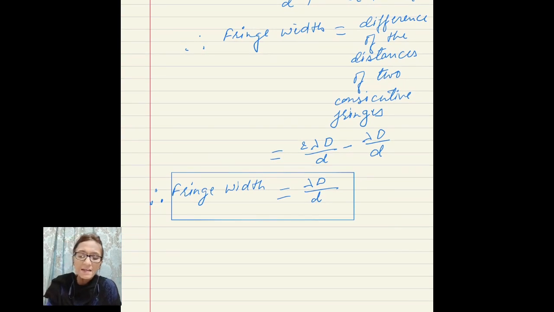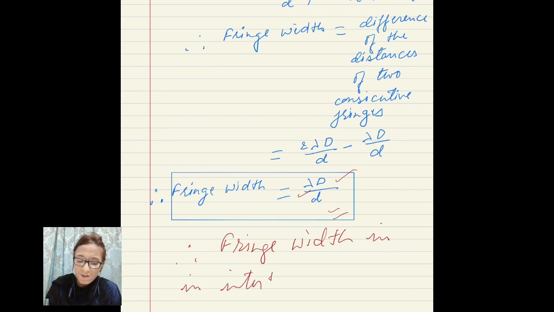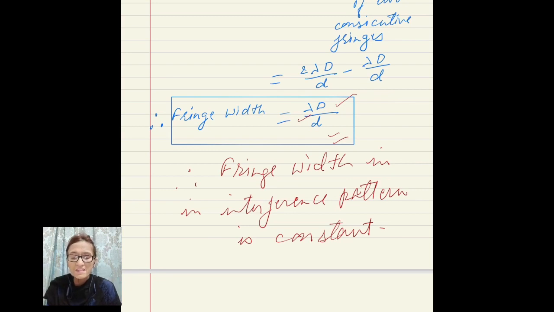Now you can see that here d, the distance between the two slits, is a constant, and the wavelength, if you have taken only one color, also is a constant. So it implies that the fringe width in the interference pattern is constant, meaning the same thickness of fringe width. Every fringe is of the same thickness.